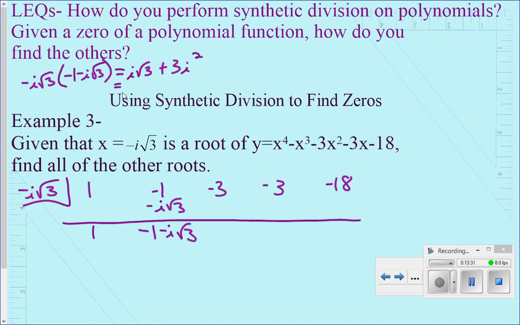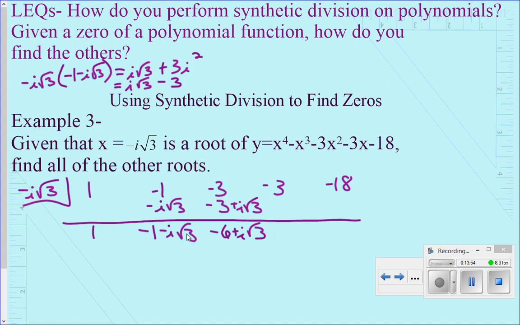So let me simplify that. We have i root 3, and 3i squared is negative 3. So we have i root 3 minus 3. Or if I rearrange that so the real numbers first, we have negative 3 plus i root 3. So that combines to negative 6 plus i root 3, which we're going to multiply by negative i root 3.